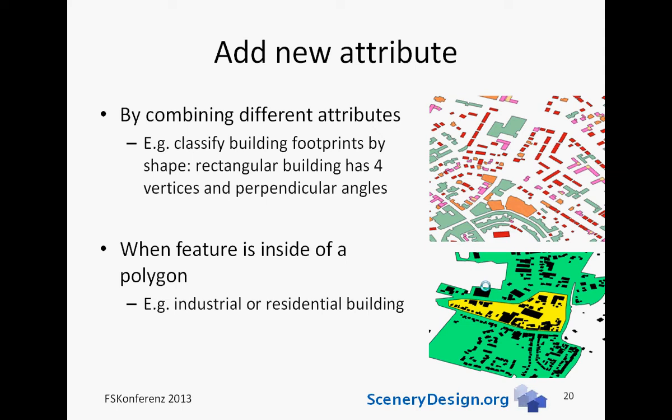Another example of adding new attributes is shown at the bottom. In the picture there you see a green polygon, which is a residential area, and a yellow polygon, which is an industrial area. And all the black shapes are the footprints of buildings. So then I can add a new attribute to all those buildings that tells them that they're either in the residential area or in the industrial area. And then later on I can use that attribute to give a different representation to the industrial buildings than the residential buildings.